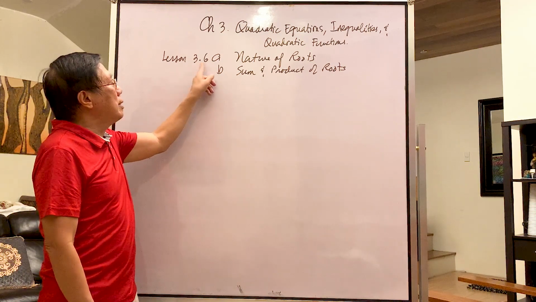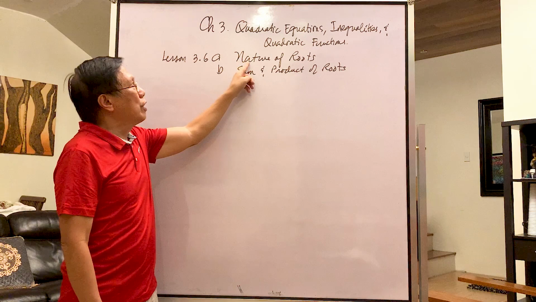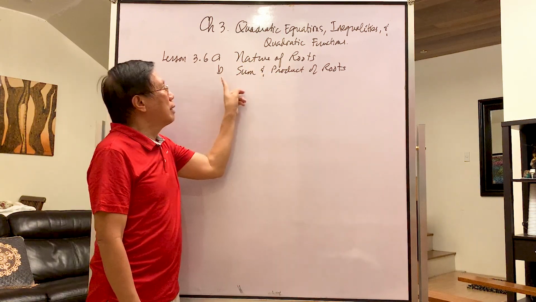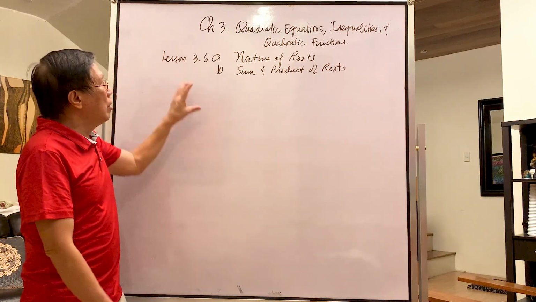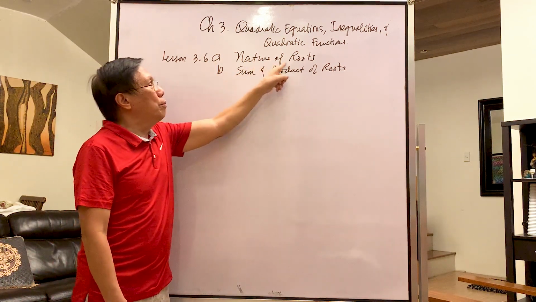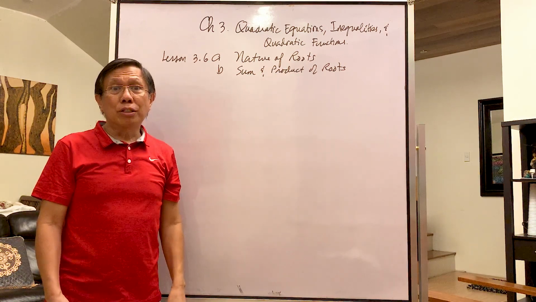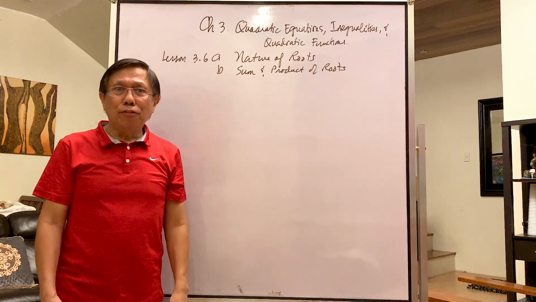For lesson 3.6, I'm going to split the topic into two. The first one will be the nature of roots. The second one will be sum and product of roots. Our objective for 3.6a would be to determine the nature of roots of a given quadratic equation without solving for the roots.